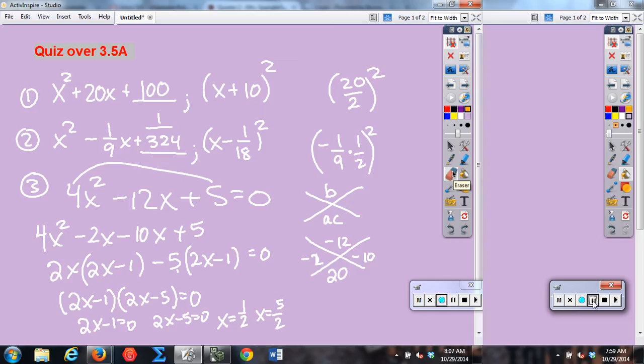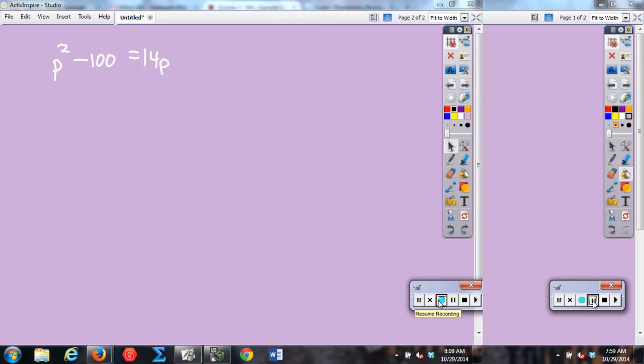Okay, number 4, solve by completing the square. What do I have to do to start completing the square? Get the p's on the same side. Okay, get the p's on the same side, so I got those there, and I put whatever's on the other side over here, okay? So subtract 14p, add 100.